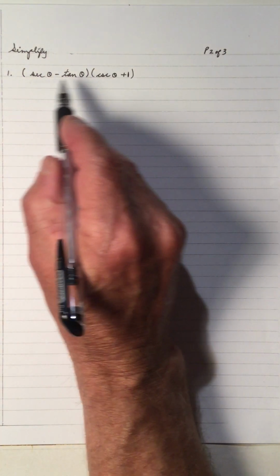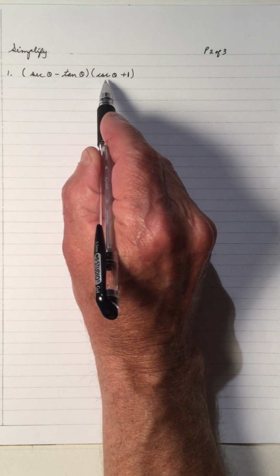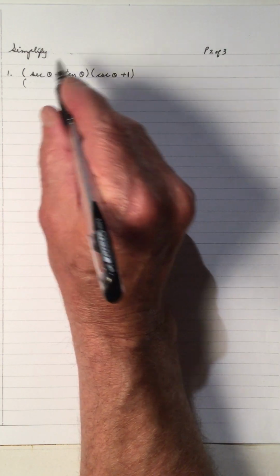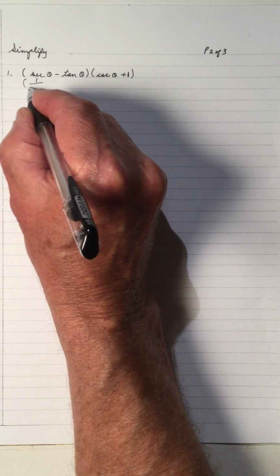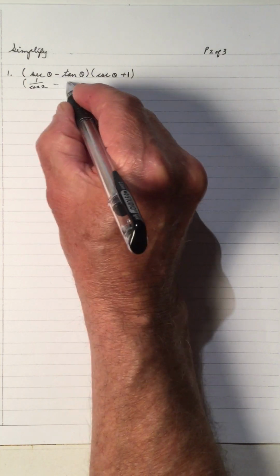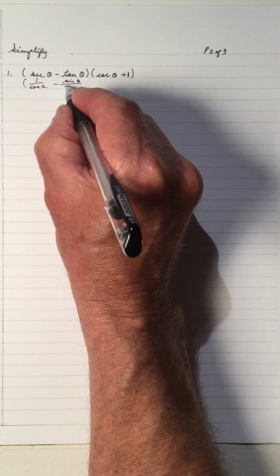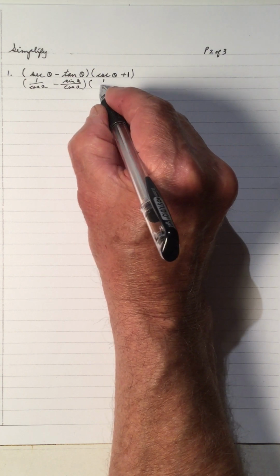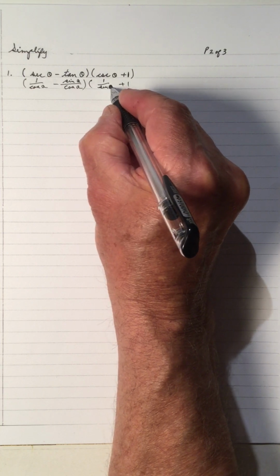Simplify. Notice number 1, we have two brackets. The inside here is secant theta minus tan, and cosecant plus 1. So what I normally do is change tan, cot and cosecant to cos and sines. So secant is 1 over cos. Tan is sine theta over cos theta in that bracket. And cosecant is 1 over sine. So I have them all changed.